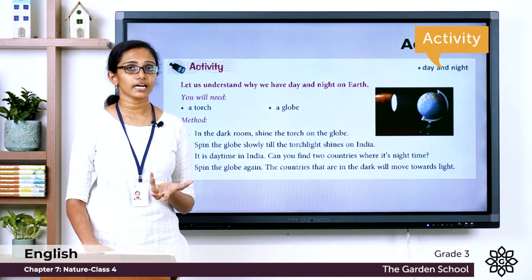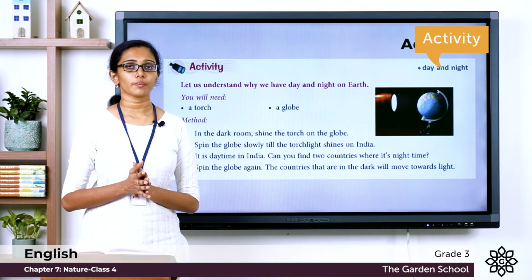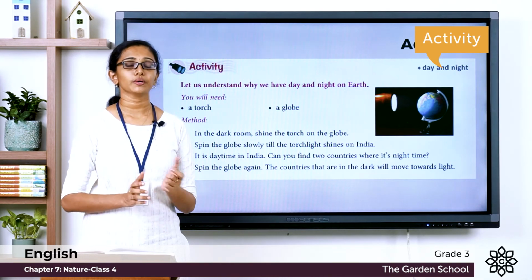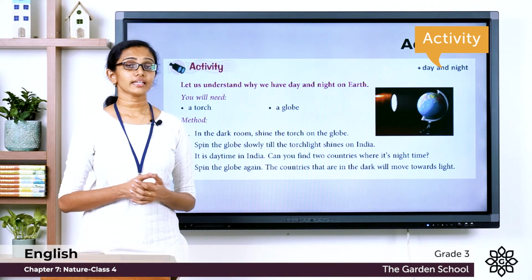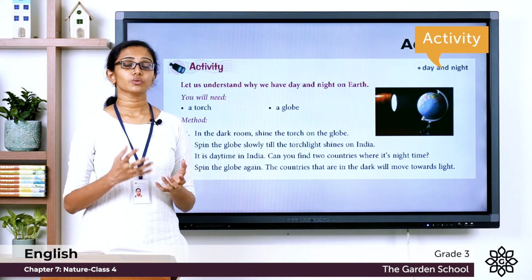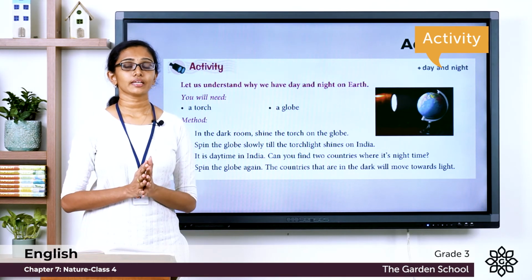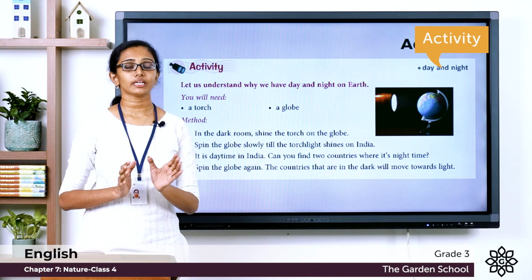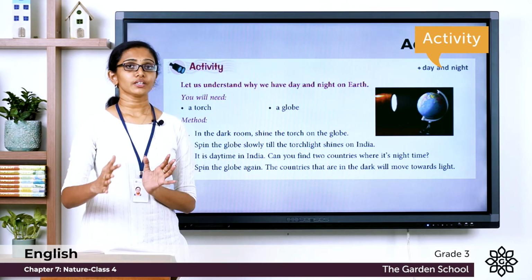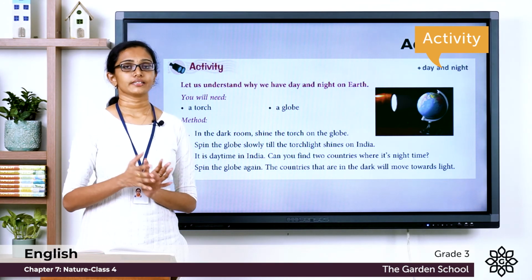So if you have seen a globe, you know all the places on earth are marked on a globe. So for this experiment, you're asked to sit in a dark room with a torch and shine the torch towards the globe and spin the globe till you can see India in the torchlight. Now it will appear that it is daytime in India, and on the other side of the globe it will be dark. So the countries which are on the other side of the globe will be having night.